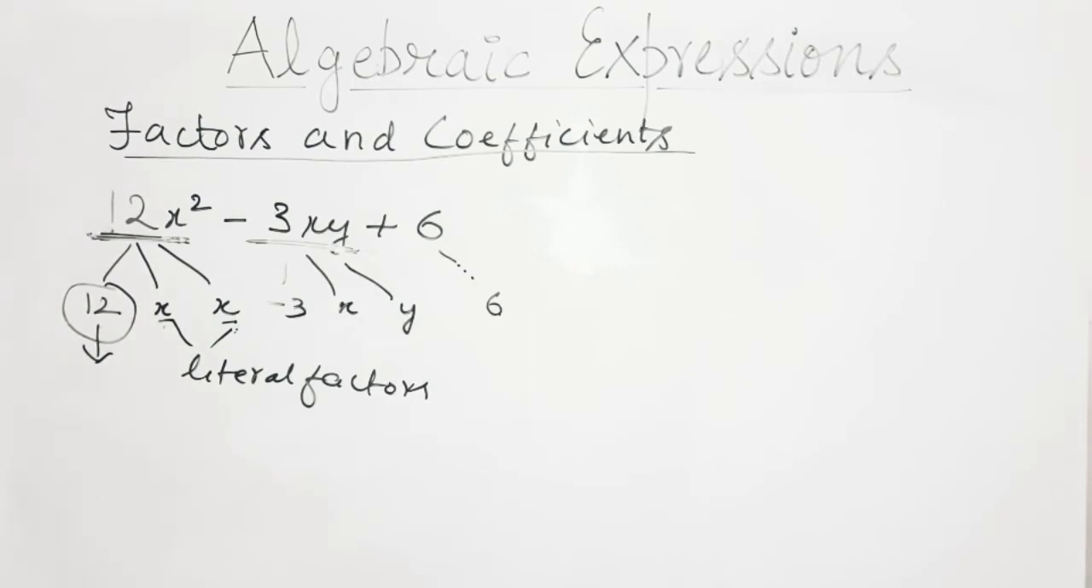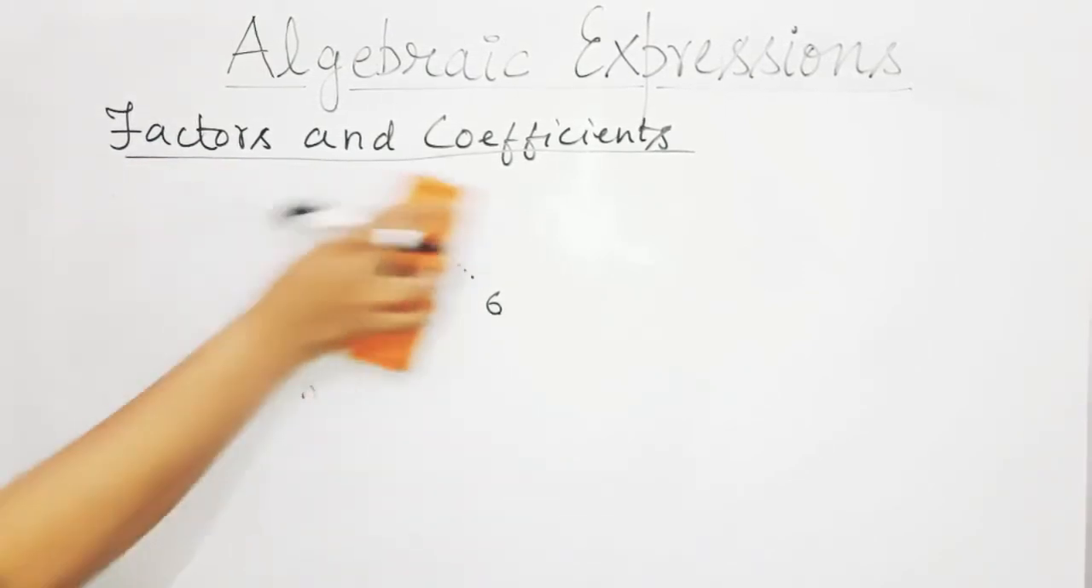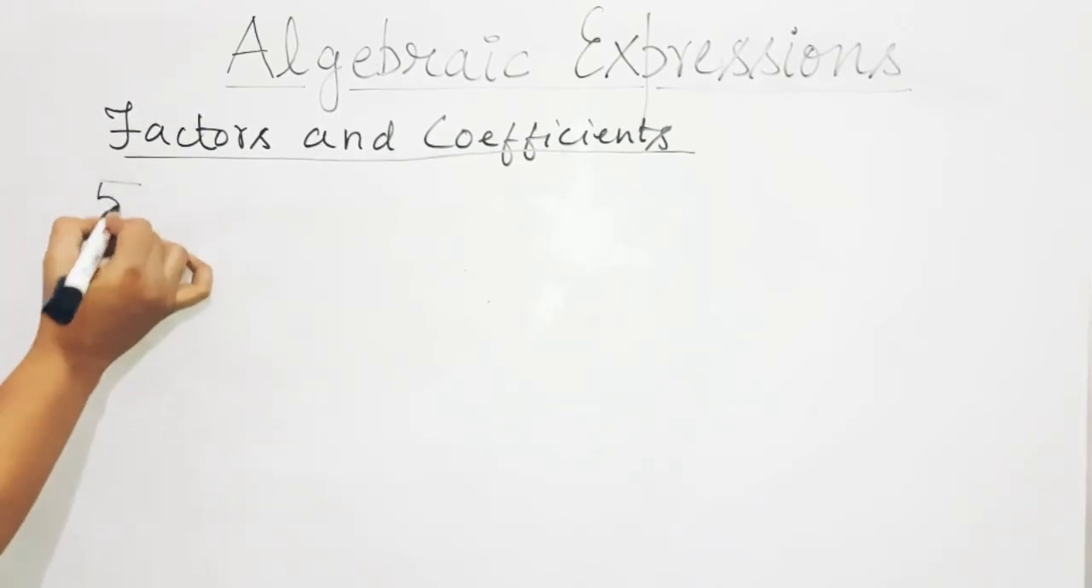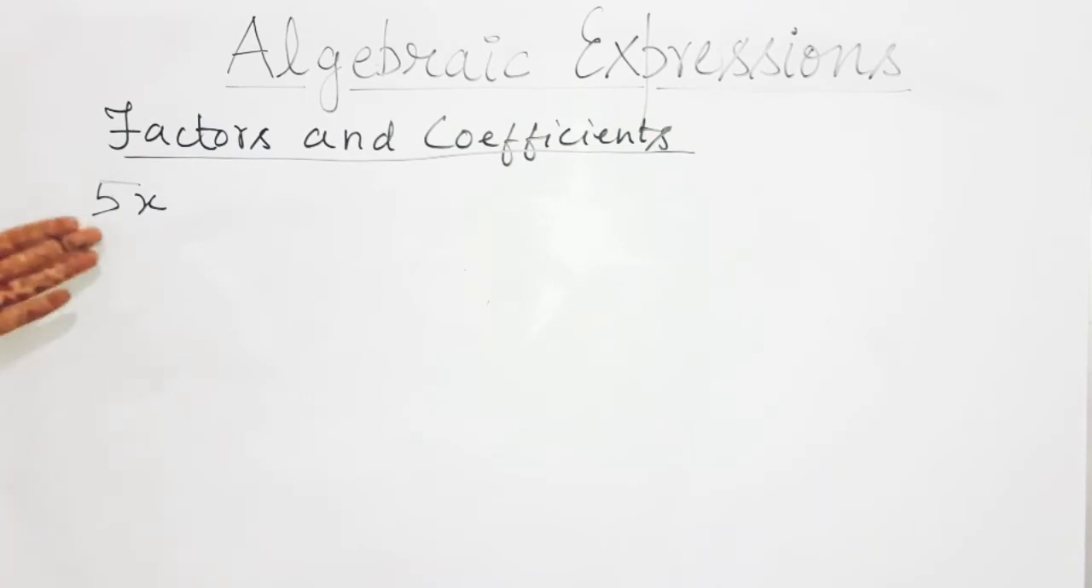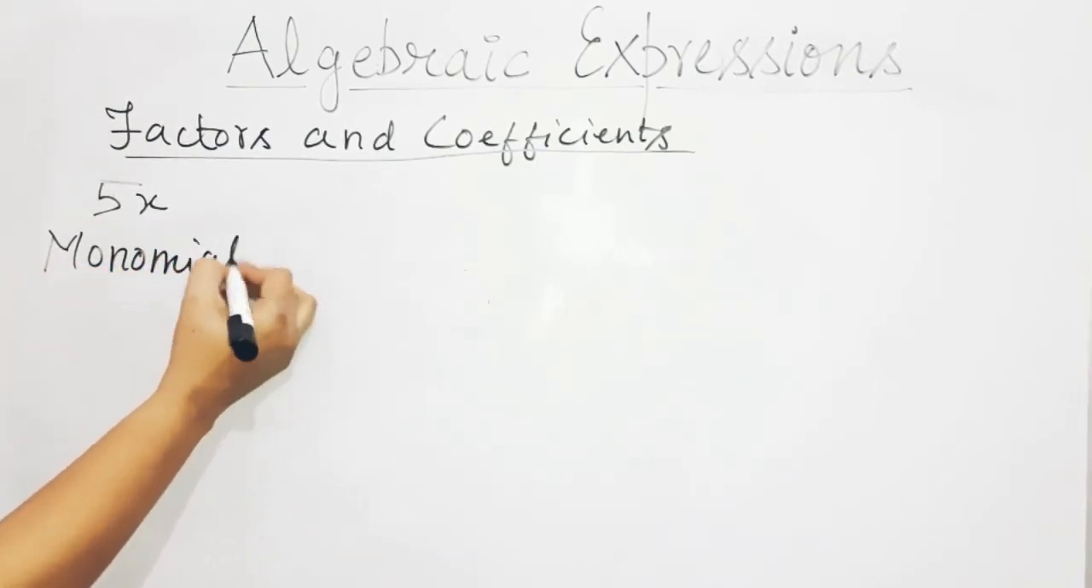Now I want to explain you about monomial, binomial, trinomial and polynomial. Because there are various types of algebraic expressions, so you must know about each and every algebraic expression which is given in your maths book. So the first one is that an algebraic expression which contains only one term. For example, if I am writing 5x, so 5x is an algebraic expression containing only one term. So this is called a monomial. Mono means one, right? So this is called monomial.